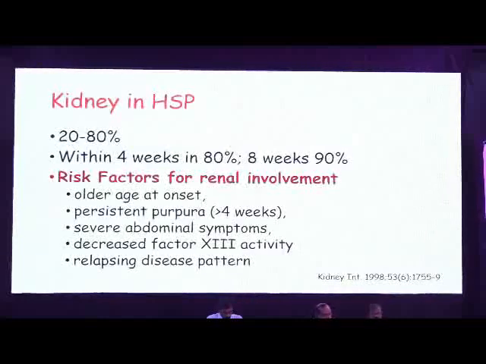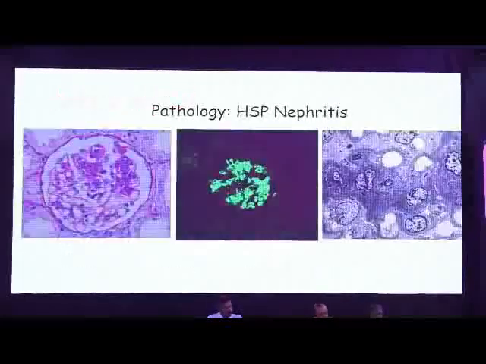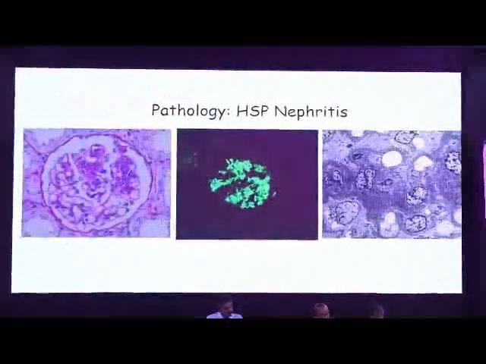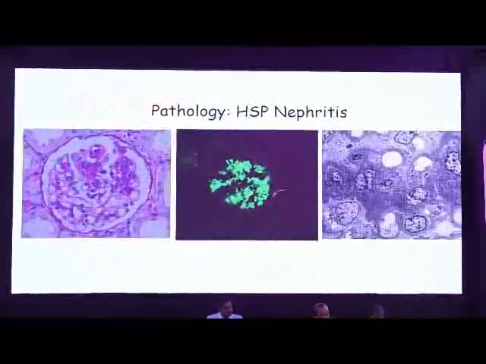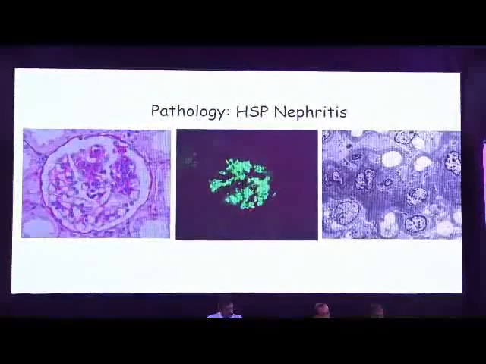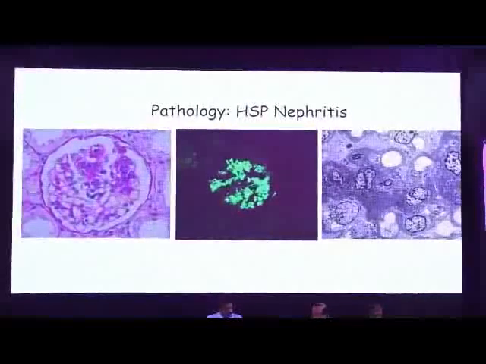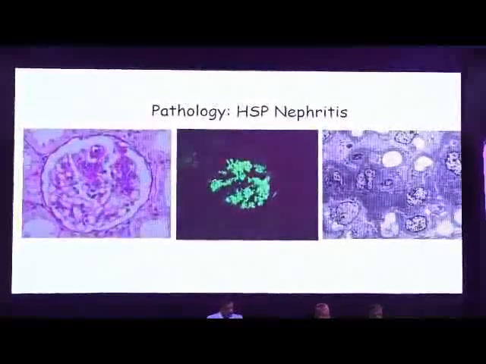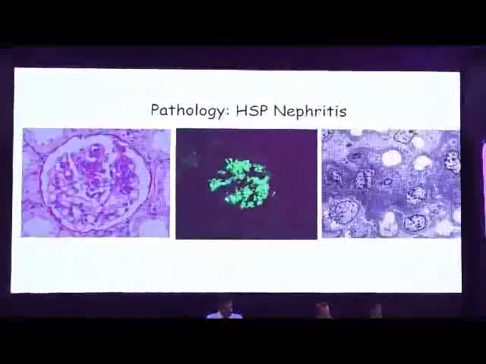There are some risk factors for who gets kidney involvement: older child, persistent purpura. In fact, I'm following a child right now who has had persistent purpura since the last 2 months. And now he has started to develop some hematuria, severe pain abdomen, decreased factor 13 levels, or a relapsing pattern. Now HSP is just like IgA nephropathy. You look at mesangial proliferation with mesangial deposition of IgA, and even on electron microscopy we see mesangial deposits. So remember, it's like IgA nephropathy, a mesangioproliferative picture with IgA deposition in it.